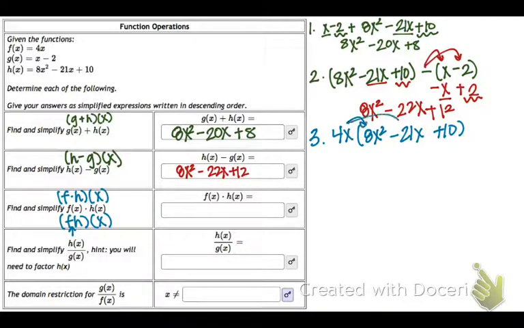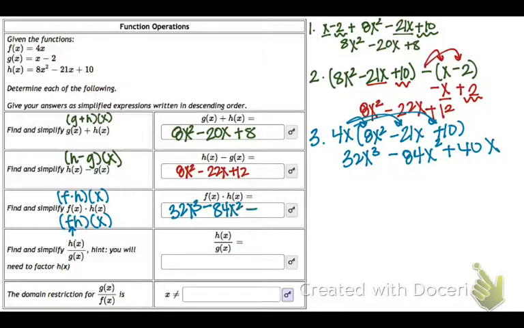So we can just distribute this in. So that's going to be 32x cubed minus 84x plus 40. So this would be 32x cubed, this would be squared, and this would be x. Minus 84x squared plus 40x.